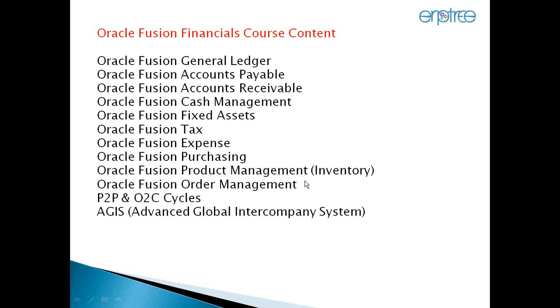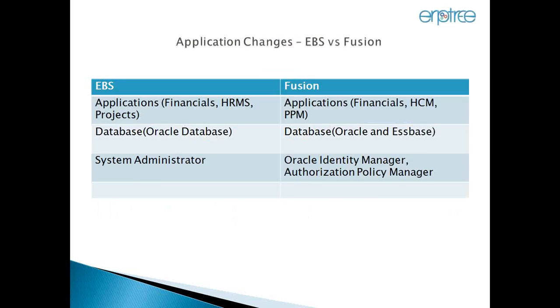Fusion Order Management will be covered, along with the P2P and O2C cycles. We'll also be covering AGIS, Advanced Global Intercompany System. We'll do the configuration and testing and see the flow. But the primary focus would be on these first 5 modules. For the rest, the basic setups and basic flows, that's all. We also have very detailed course content, which we shared with everyone. Hope everybody received it. If not, we'll send it again, and there you can see more detailed information related to this course curriculum. That's all. Any questions now, please?